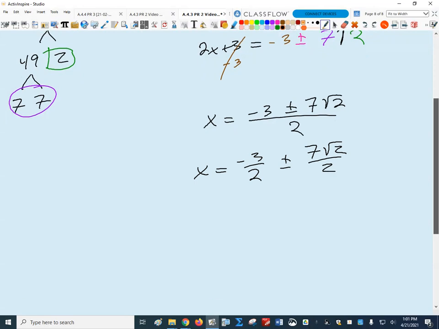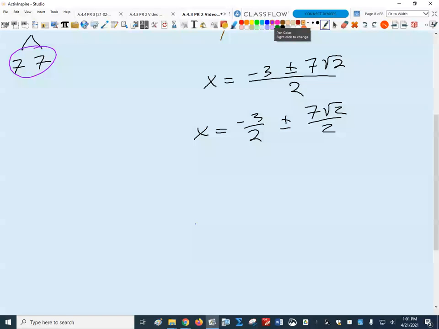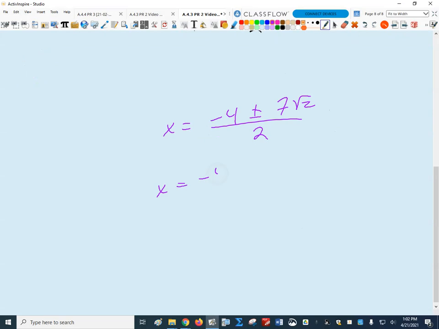But what if my answer had been, hypothetically, what if we had had something like x equals negative 4 plus or minus 7 times the square root of 2 over 2. When I split that up, I get negative 4 over 2 plus or minus 7 times the square root of 2 over 2, and negative 4 over 2 reduces. So when you split it up, sometimes you can reduce one more than the other. You see what I'm saying? And so we end up with x equals negative 2 plus or minus 7 times the square root of 2 over 2. So I think it's better to split them up. You good? Go. You can work.